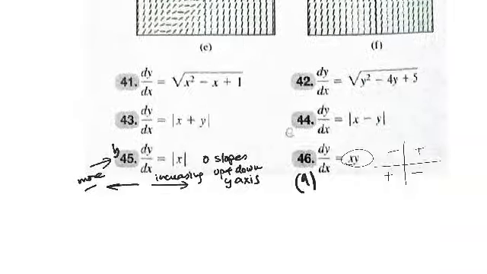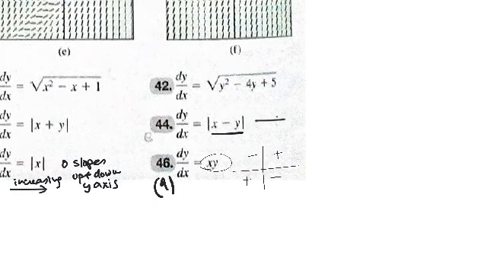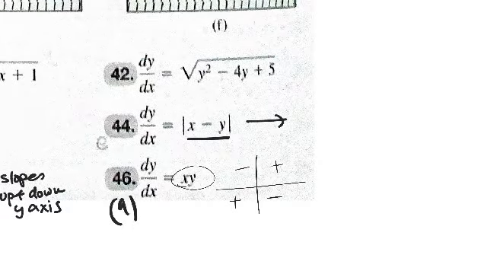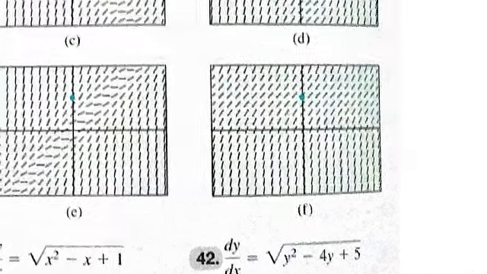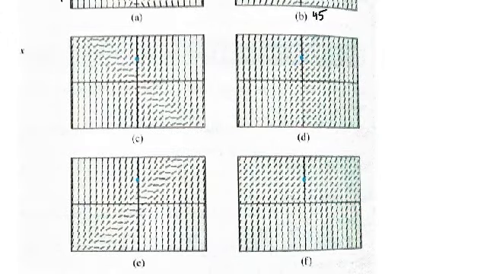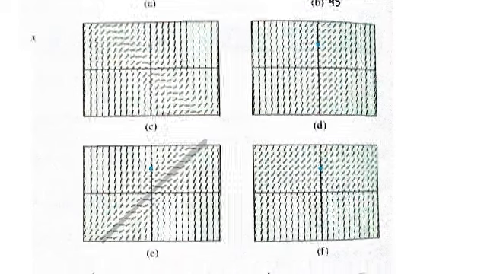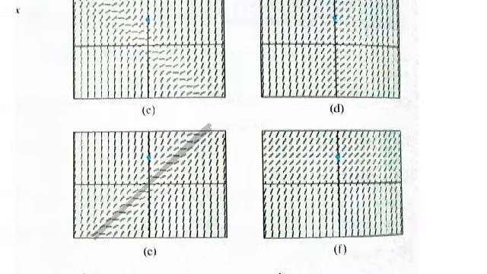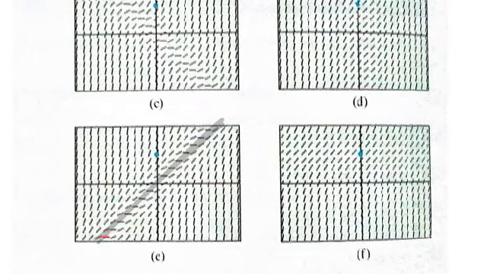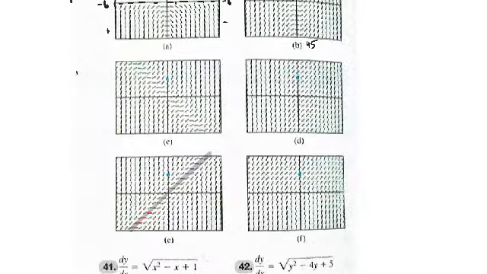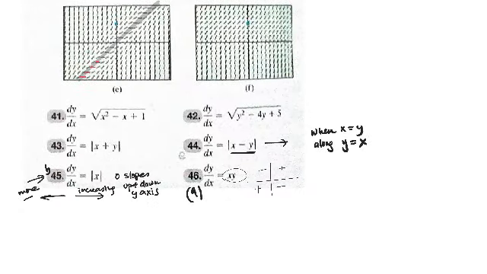If we're thinking about x minus y, a trick you can use is this is going to be 0 when x is equal to y, right? So along the line y equals x, I should be seeing 0 slope. If I look at these pictures carefully, this is the only one where along the line y equals x you can see that my slopes are 0, 0, 0, 0, right? So I think that's the giveaway. That one is going to match to C.